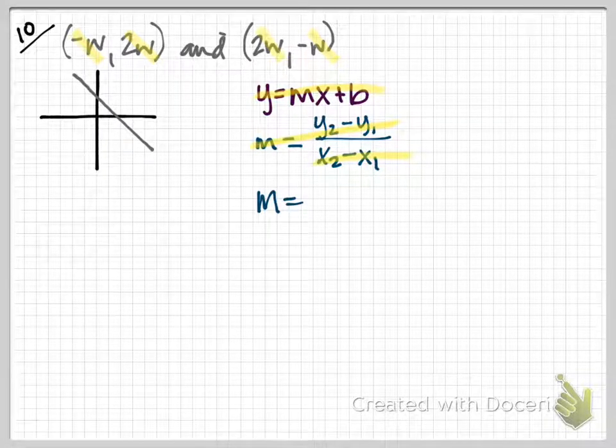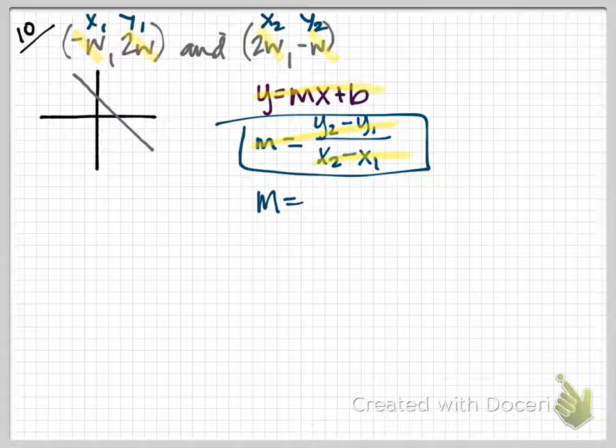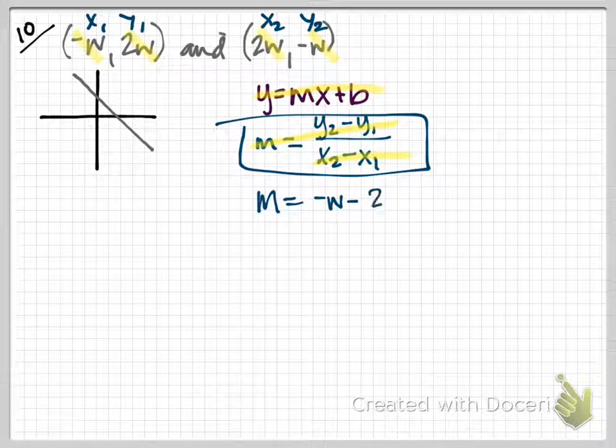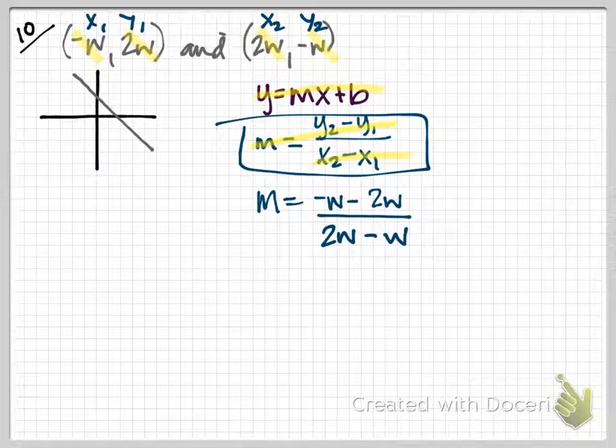And if I start, I could label these: x1, y1, x2, y2. So now I'm just filling this in, right? So m equals negative w minus 2w, divided by x2, which is 2w, minus x1, which is negative w. So that's 2w minus a negative w.